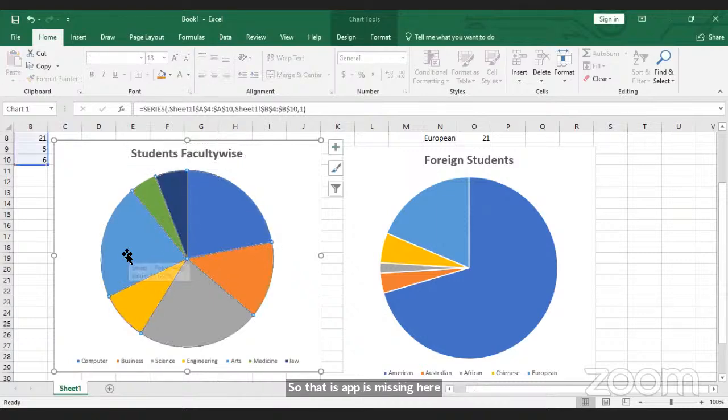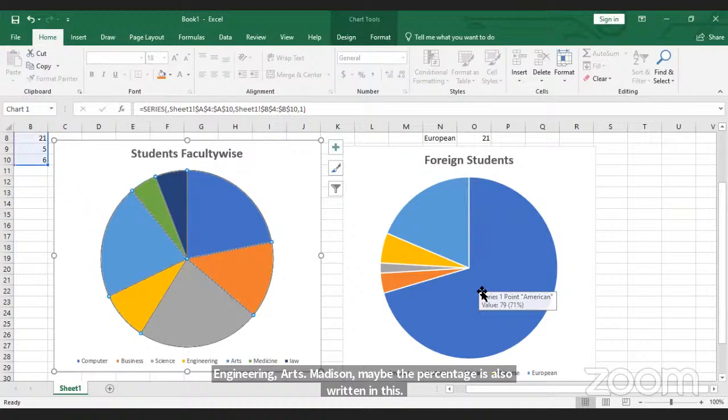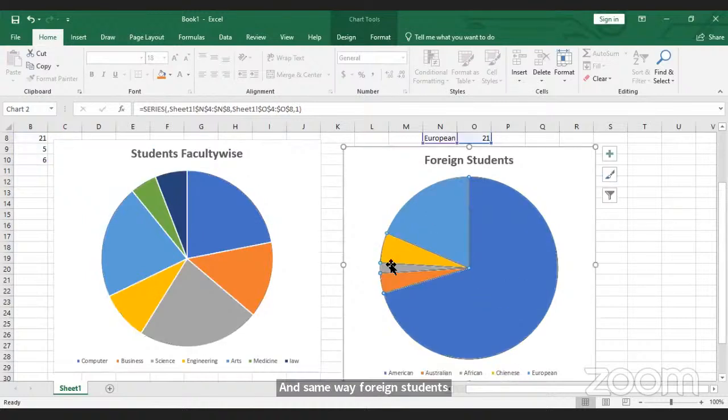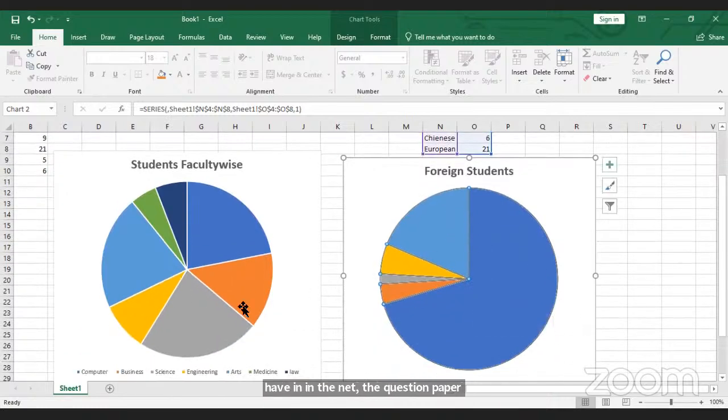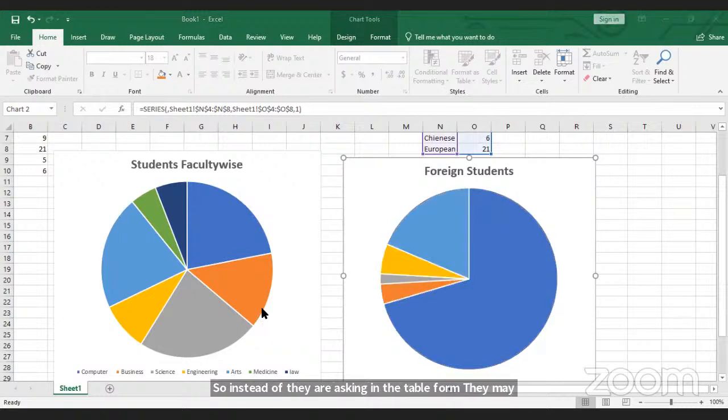Students faculty wise: computer, business, science, engineering, arts, medicine. Maybe the percentage is also written in this. And in the same way, foreign students are represented in this fashion. Okay. So whatever data I have in the NET question paper, I put it here. Instead of asking in table form, they may ask the same question in this pie chart form.